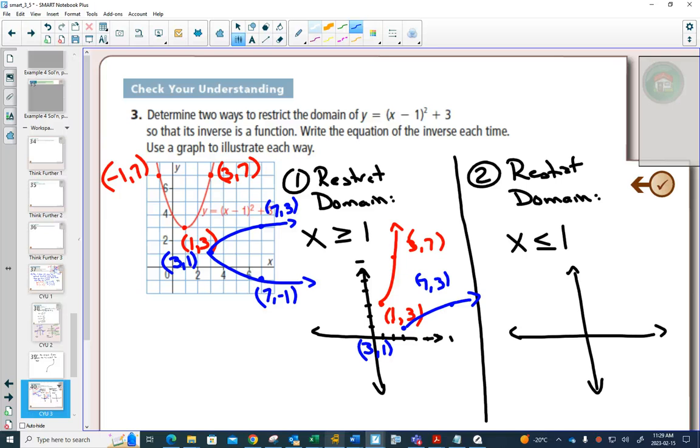For the other one, I would also have still my vertex at 1, 3, but on this one I would have negative 1, 7. This would be this half of my parabola. When I switch the x and the y coordinates, I have 3, 1 again, but now I'm going to have 7, negative 1, and I'll have this square root graph.